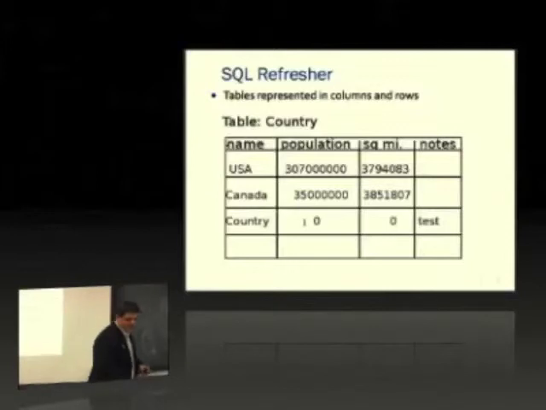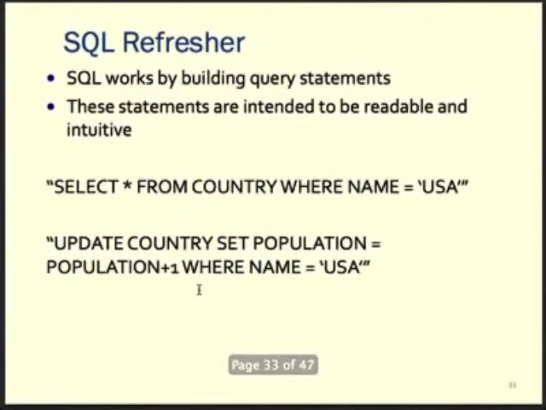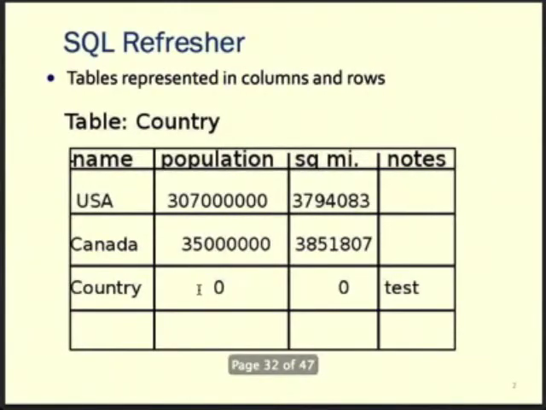Let's look at, for example, what a query might look like. We build out these queries where we'd say select everything from country where name equals USA. So if we look back at this, that's going to give us the population, the square mileage, and any notes that we have for that field.